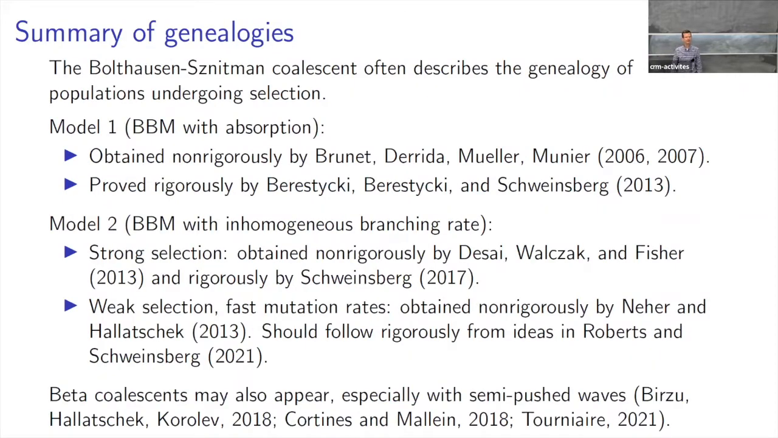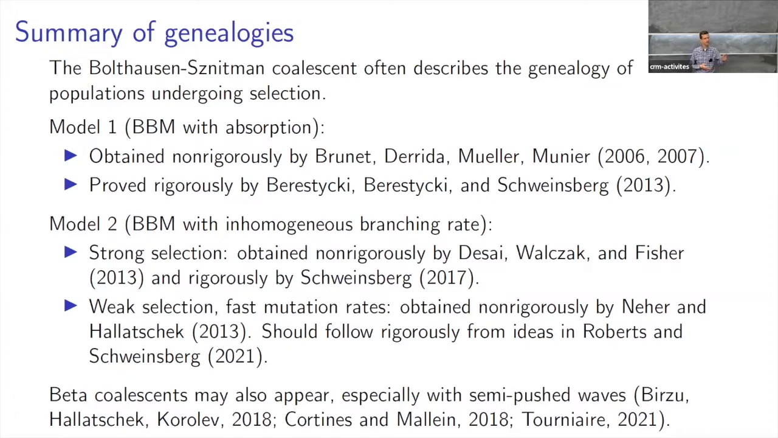We've also seen that the Bolthausen-Sznitman coalescent often describes the genealogy of populations undergoing selection. For branching Brownian motion with absorption, this was first observed by Brunet, Derrida, Mueller, and Munier, and was later proved rigorously in some work with Julien and Nathanaël Berestycki. In the second model, in the case of strong selection, the Bolthausen-Sznitman genealogy was first observed by Desai, Walczak, and Fisher, and I was able to establish this in a mathematically rigorous way a few years later.